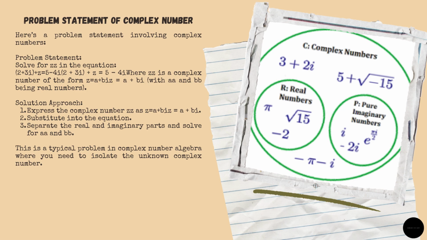Solution approach. 1, express the complex number z as z equals a plus bi. 2, substitute into the equation. 3, separate the real and imaginary parts and solve for a and b. This is a typical problem in complex number algebra where you need to isolate the unknown complex number.